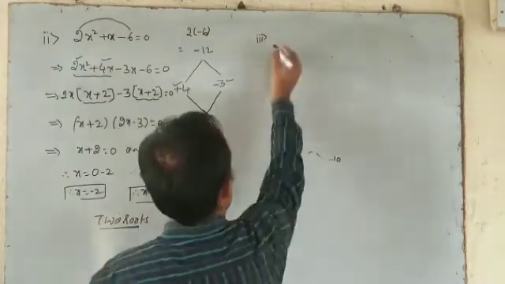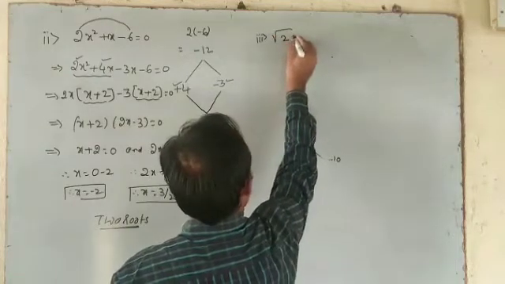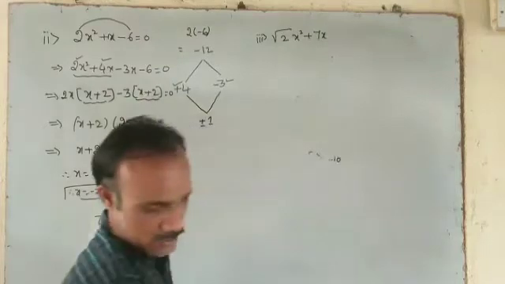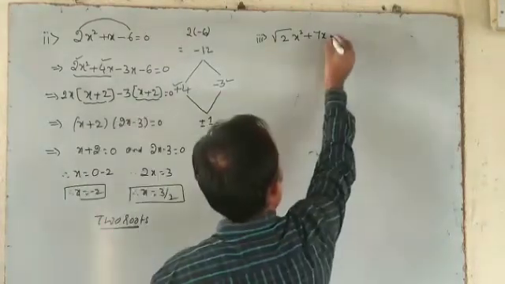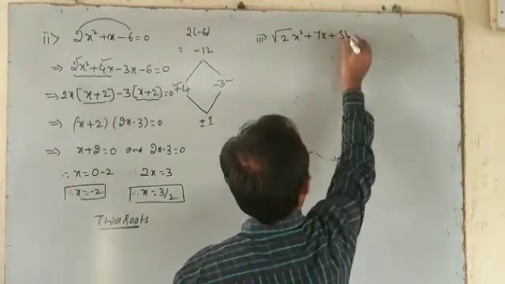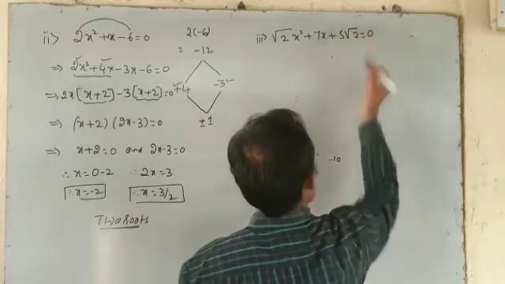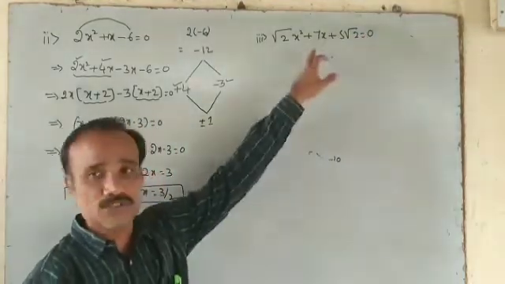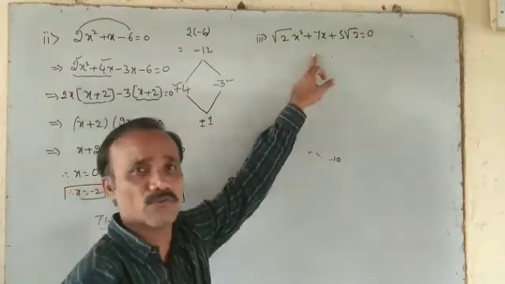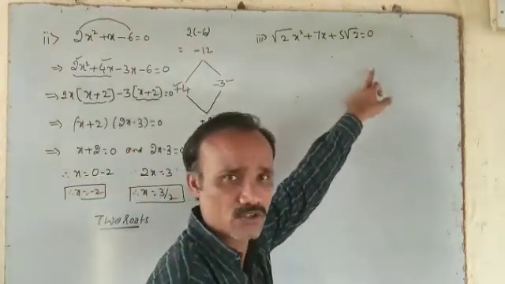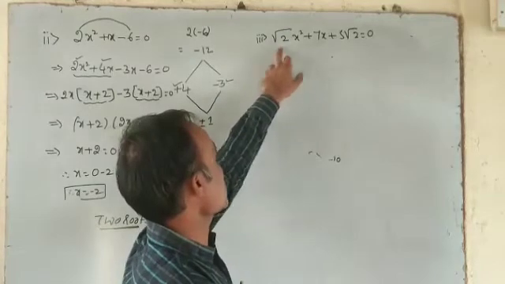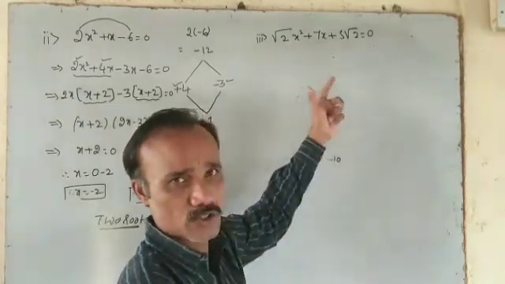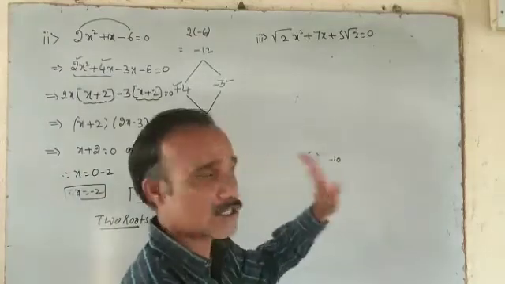So root 2 x square plus 7x plus 5 root 2 is equal to 0. Again I told you, first you have to check whether the given equation is in the form of ax square plus bx plus c is equal to 0 or not. This is ax square plus bx plus c is equal to 0, it is already there, so no need to make any simplification or correction.